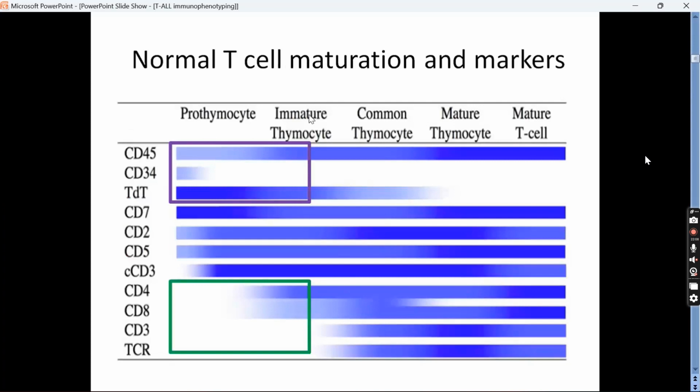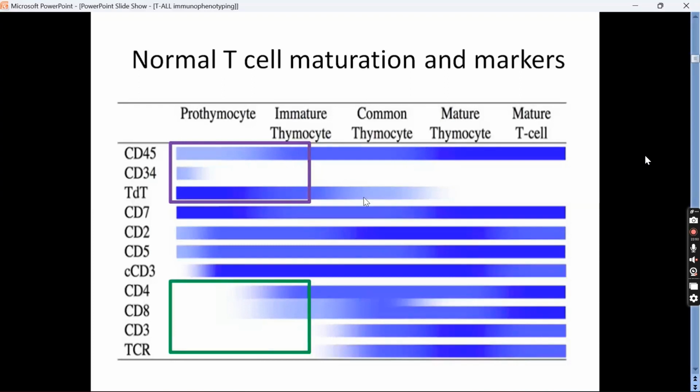Now, this is the normal T cell maturation, and I discussed B cells last class, and this is how these antigens or markers modulate as the cells mature. T cell maturation happens in the thymus and not in the marrow. So you have the prothymocyte, immature thymocyte, common thymocyte, mature thymocyte, and mature T cells. The leukemia can arise from any of these stages. For example, if the mutation arises in the prothymocyte stage, the arrest happens here, and you more likely find an ETP-ALL. When the mutation happens here, then you have a phenotype which is something like this.